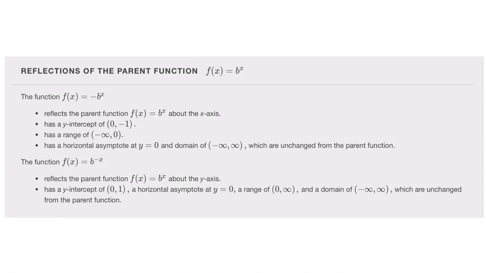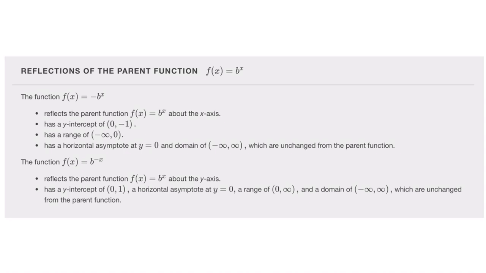This is going to have a y-intercept of (0, -1). The range is going to go from -infinity up to 0, the open interval. This has a horizontal asymptote, y = 0, and a domain of all reals. So that's if we multiply the outside by a negative. If we multiply the inside by a negative, again, the inside manipulations typically cause a horizontal change. Usually they're the reverse of our intuition, but here it's going to flip it horizontally over the y-axis. So this reflects the parent function over the y-axis. It has a y-intercept of (0, 1), a horizontal asymptote of y = 0, and the range is 0 to infinity, and the domain is all reals, which are unchanged from the parent function.